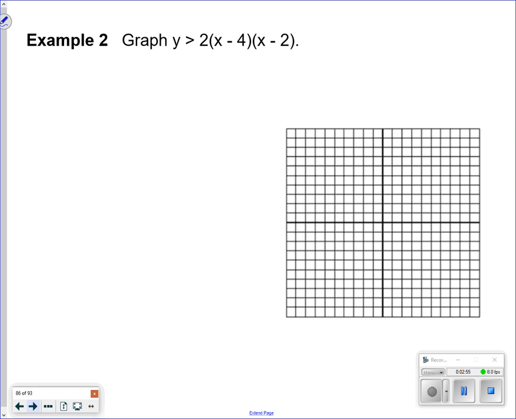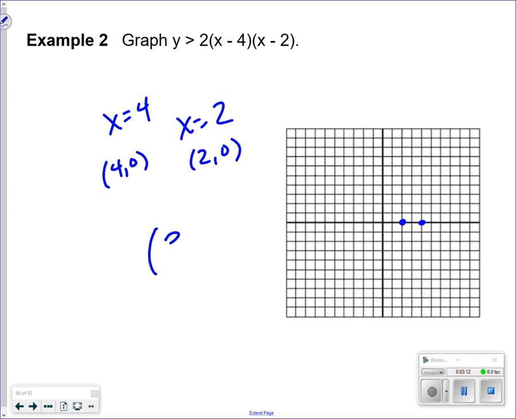This one is in intercept form. So I know that x equals 4 and x equals 2. So the points 4, 0 and 2, 0 are the intercepts to the graph. The halfway point between would be the axis of symmetry, so 3. When you plug 3 in, you get 3, -2.